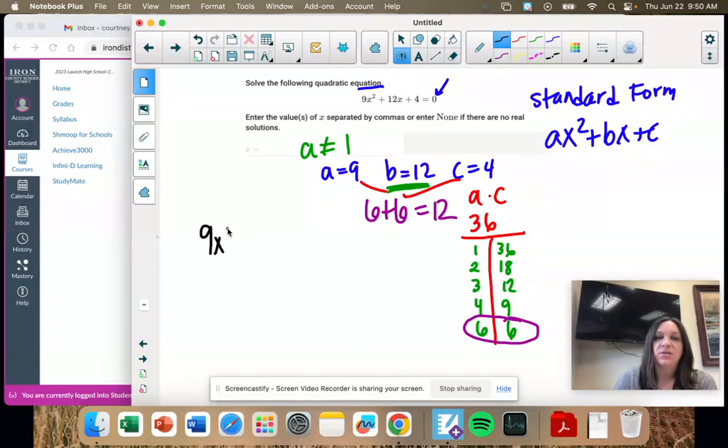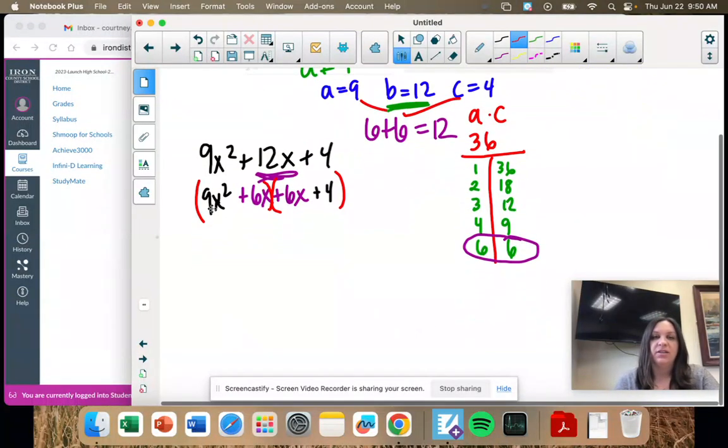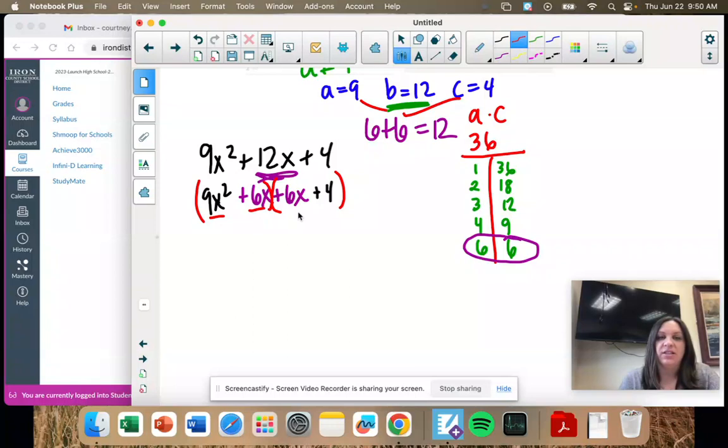I have 9x squared plus 12x plus 4. We're going to replace the 12x with 6x and 6x, and then plus 4, 9x squared. Okay, now we're grouping. Group the first two, group the second two, and look for the greatest common factor in each group. So our first group, there's an x.